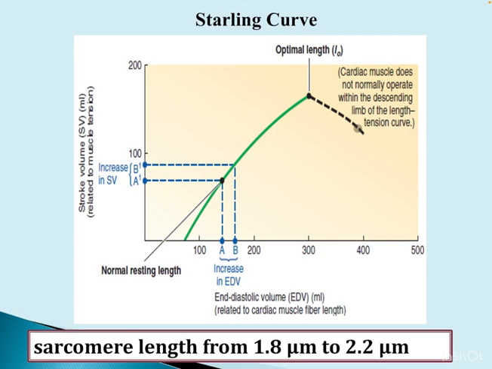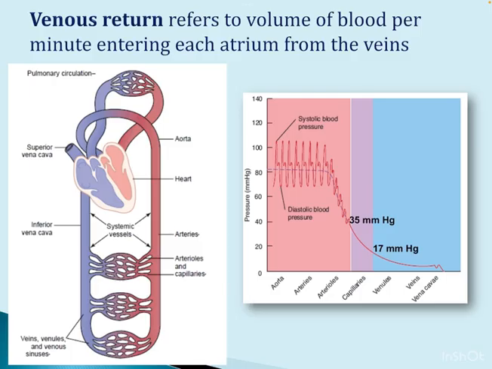So again, within the physiological limit, the force of contraction is directly proportional to the ventricular length before its contraction, and this length is determined by the end diastolic volume, which is again determined by the venous return. Now let us talk about venous return.